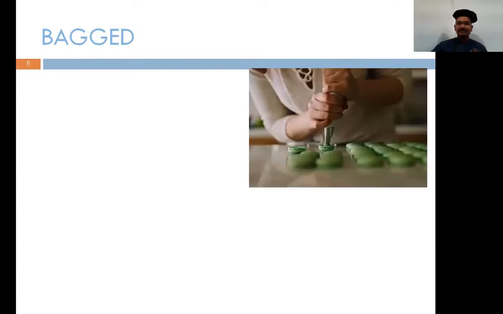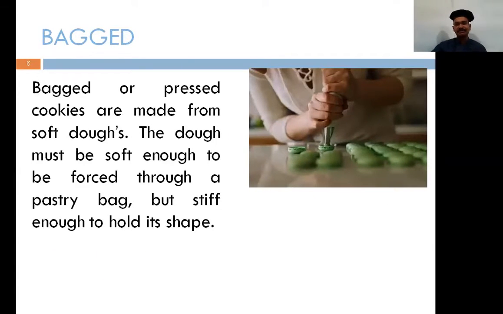So let us start with the first type of cookie. Those are termed as bagged cookies. As the name says, the mixture is passed through a piping bag. So bagged or pressed cookies are made from soft dough. You have to have a soft dough so that you can push it out.